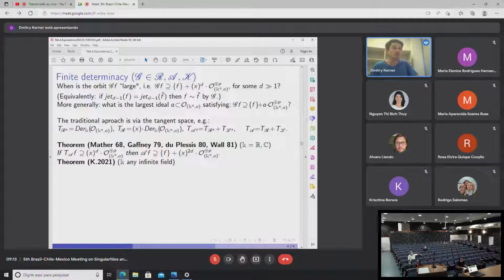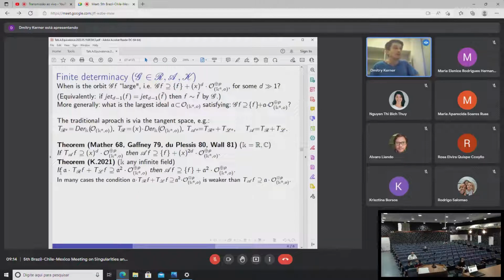Suppose K is an infinite field. Now, if the tangent space is large enough in this sense, so here you have a contribution from the right part, the contribution of the left part, and it must contain a square, where a is the ideal, and a also appears here. Then the orbit is larger in this sense. So you can compare these two results. You see that here you have a square, here you have equal 2. Yes, they are very similar.